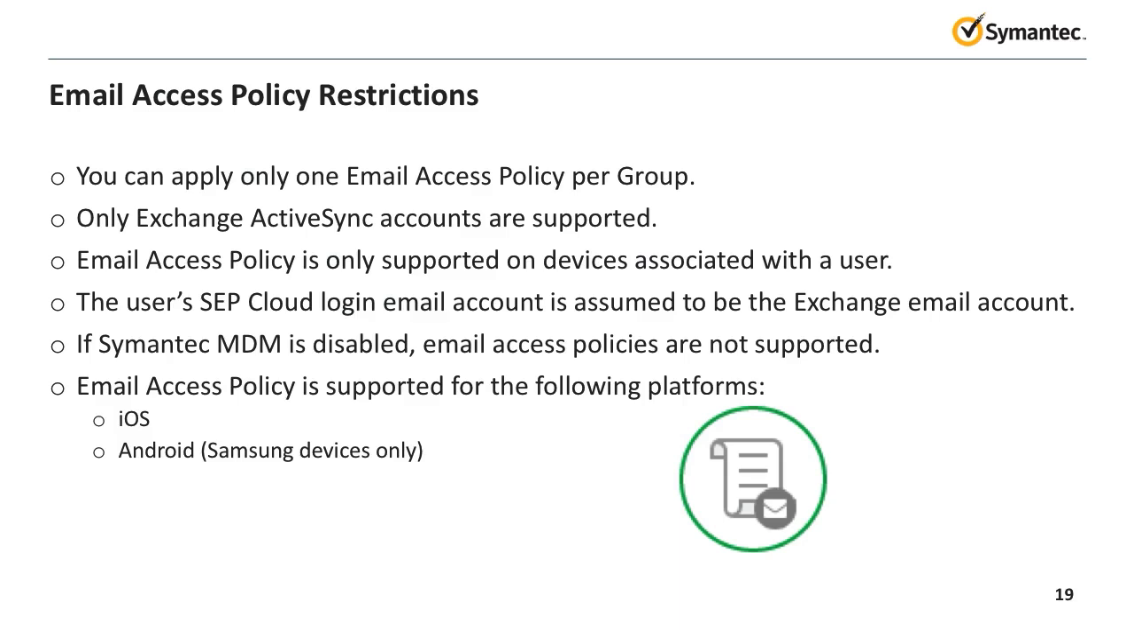There are a few restrictions to be aware of when setting the email access policy. If you are having issues getting the policy applied to a device, be sure to verify the following configuration restrictions. You can apply only one email access policy per group. Only Exchange Active Sync accounts are supported.